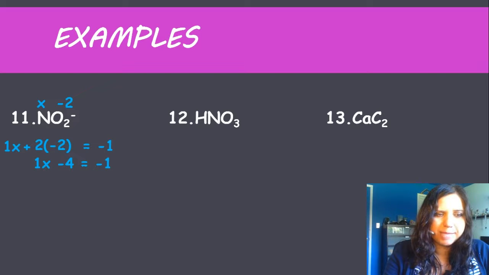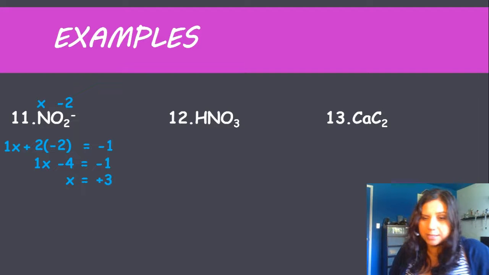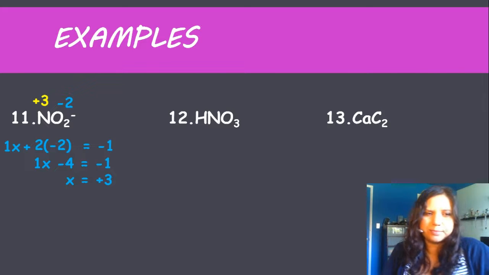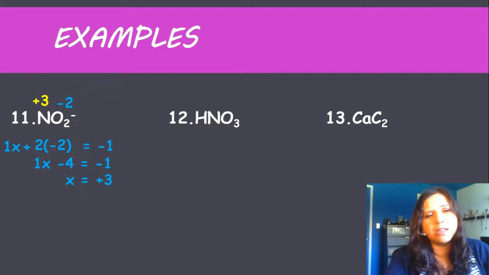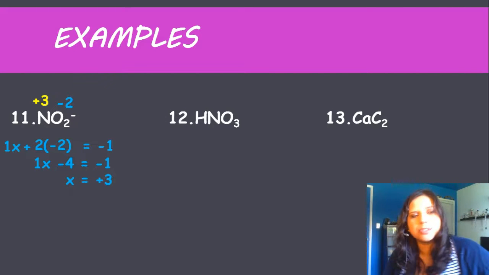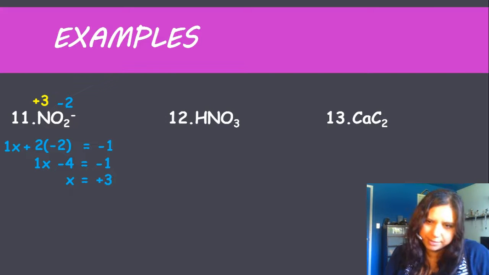1x minus 4 is equal to -1. Move over the -4, and we get that x is equal to +3. So that's just +3 for nitrogen. Okay. And so our goal in all of these is to figure out the oxidation number for each atom in the molecule. Sometimes your problems will just say figure out the oxidation number for one of them. It's usually the one that you have to do the calculation for.